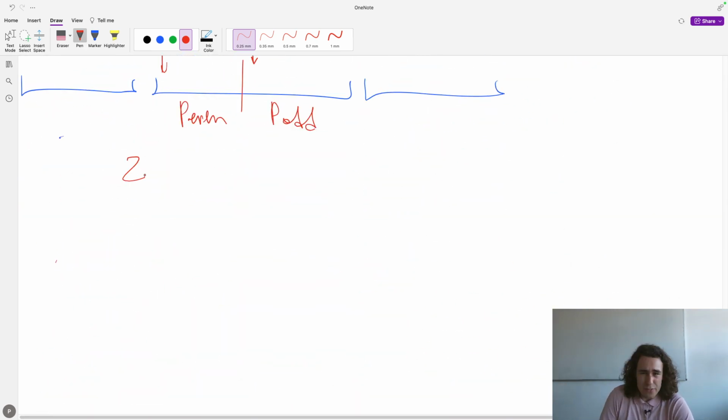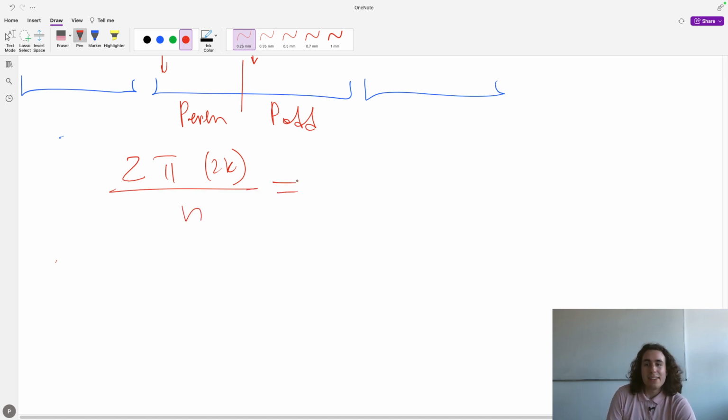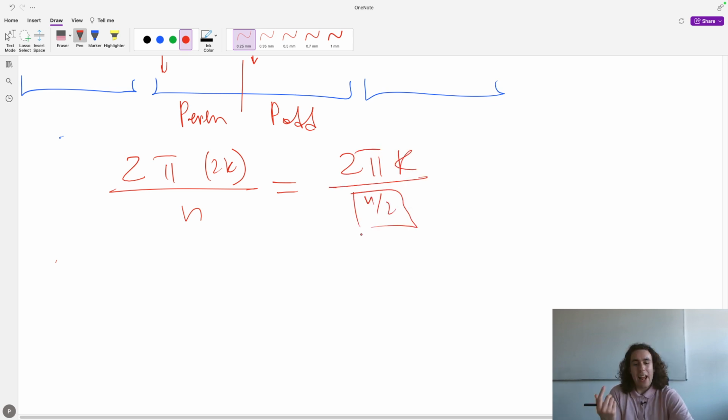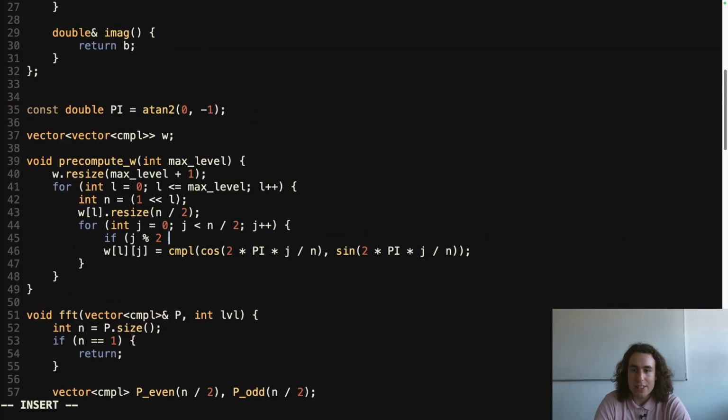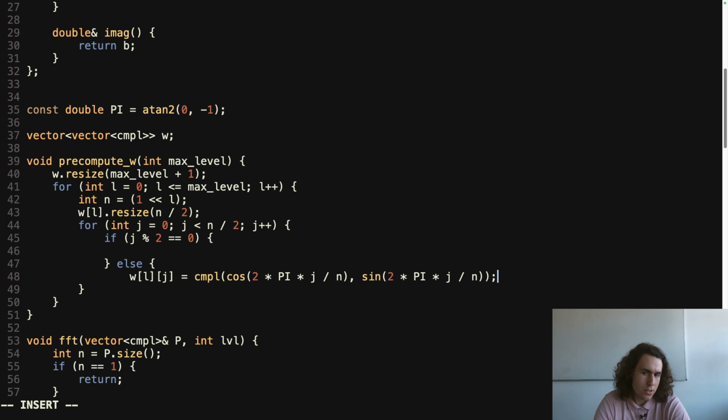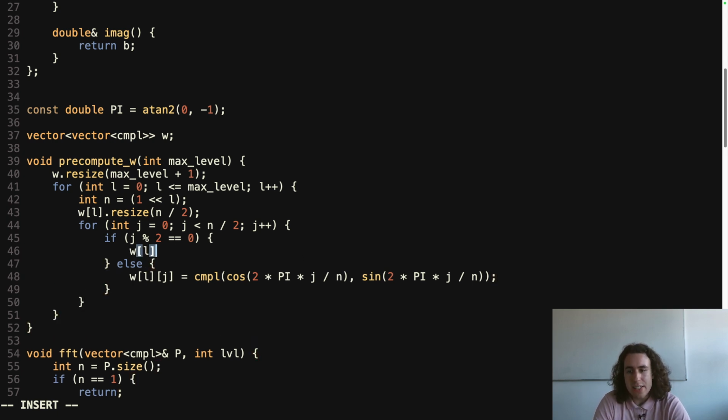You can see that if you have 2 pi, and you multiply by j, which is an even number, so let's say it's 2k, and you divide by n, this is the angle that we have of our complex number. This is the same as 2 pi times k over n half, and this n half comes from the previous level. So if we're calculating some even j root on our level, we can use the j halved root from the previous level. If j is odd, we're still going to calculate it like this. But if it's even, we can just use the j halved value from the previous level.